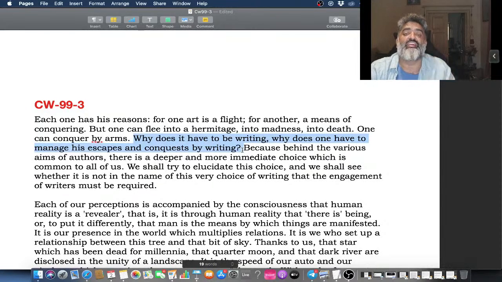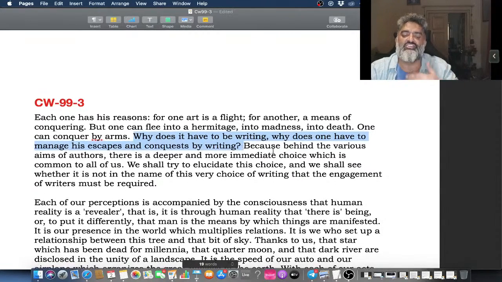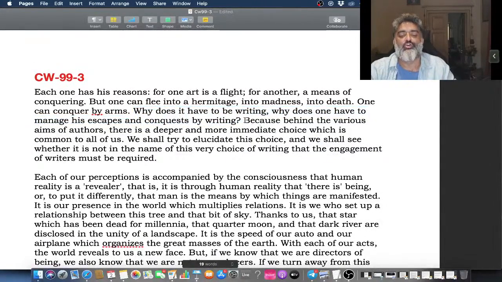So whenever an author raises a question like this, I know the passage is going to be an answer to this question, that why do writers write? And maybe it will not be a direct answer the way we might be expecting. It might be a little bit of a digression from the main idea. But let's see. Because behind the various aims of authors, there is a deeper and more immediate choice which is common to all of us. We shall try to elucidate this choice. Which choice? The choice which is common to us and the writer.